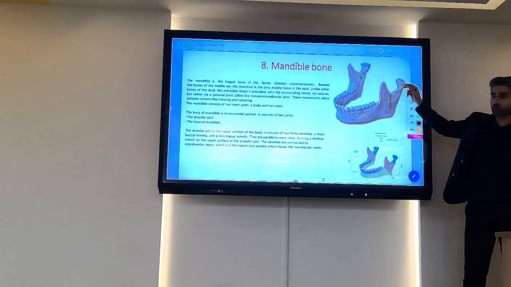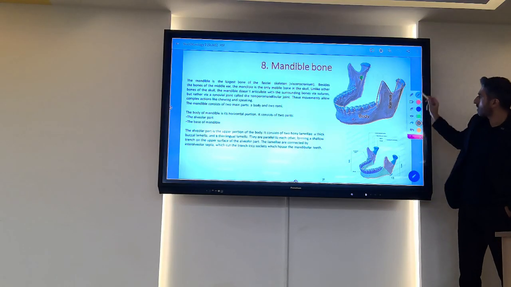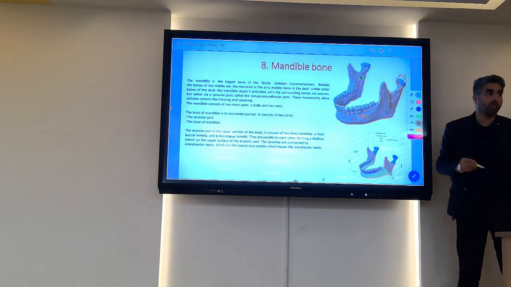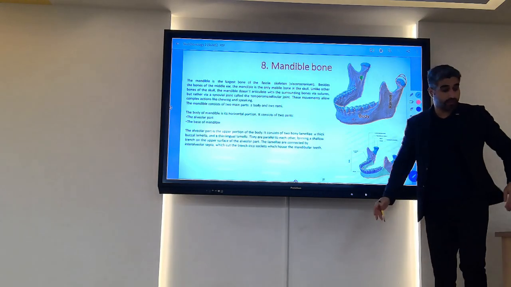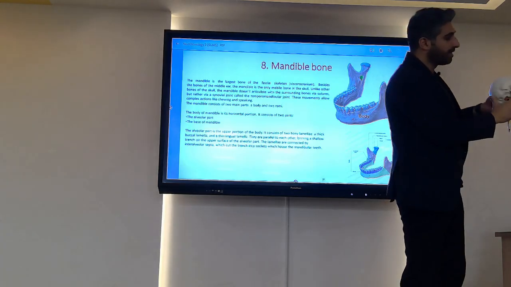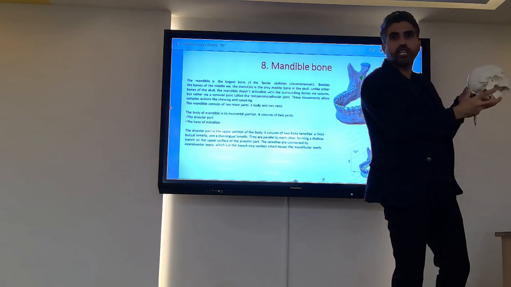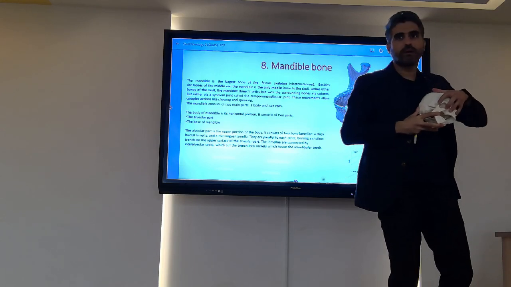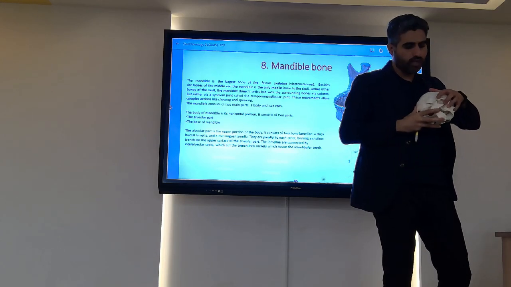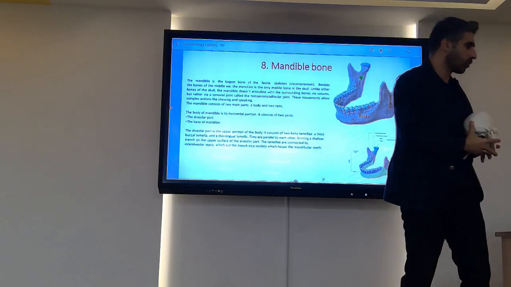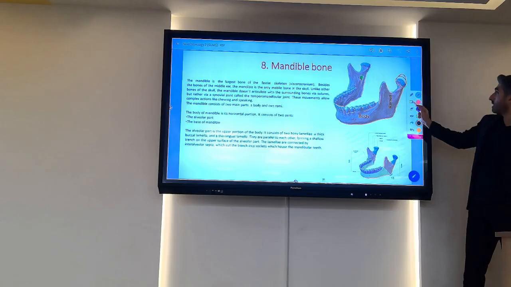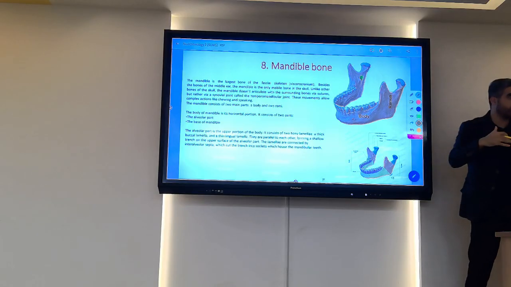Ramus, look at the ramus. Ramus vertically goes up. It has two processes. The posterior side, we say condylar process. Condylar process attached to the mandibular fossa and making TMJ. Condylar process of the mandible goes to the mandibular fossa of the temporal bone and making TMJ. So it's articular part. For articulation, you can see that it is shiny and bright. It means it participates in the joint.